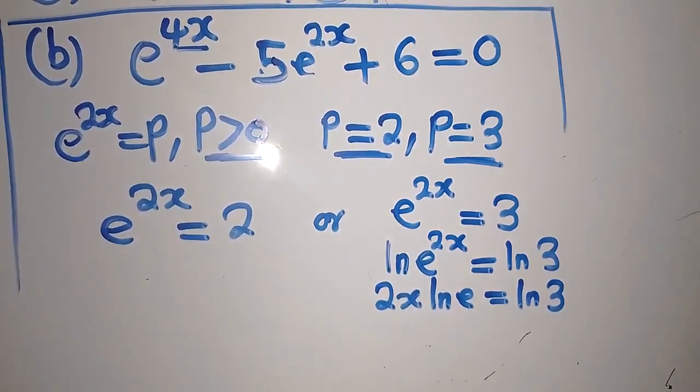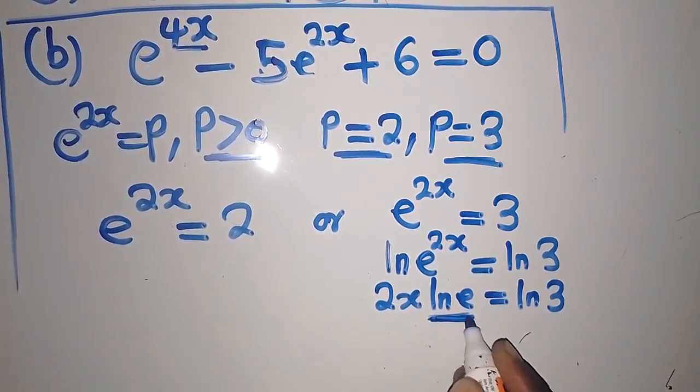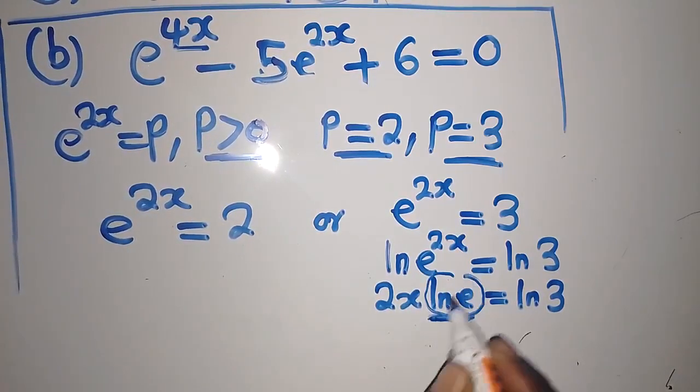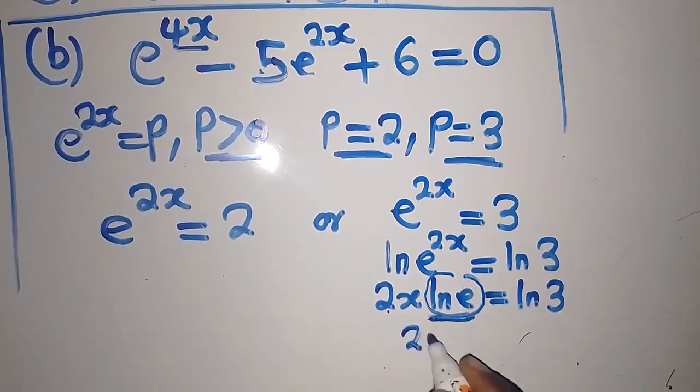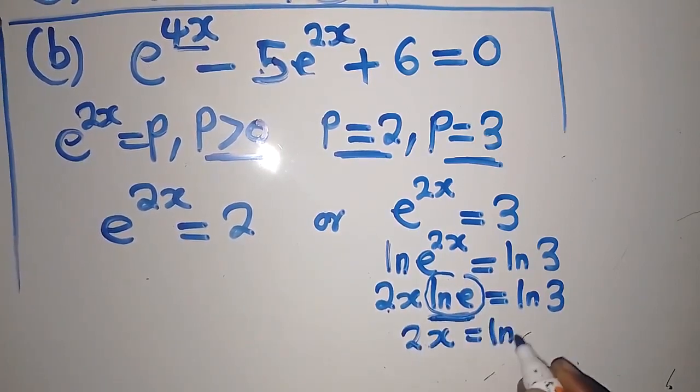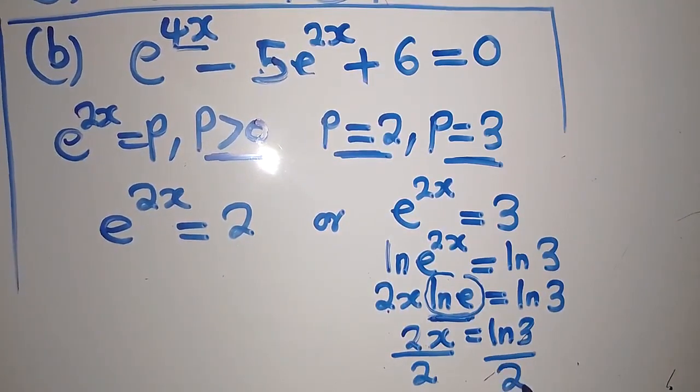Since we want to find the value of x, you know that ln e is 1. So this whole thing here is just the same as 1. 2x times 1 is 2x. 2x will be equal to ln 3. You divide both sides by 2, like this. This is what you are going to do.